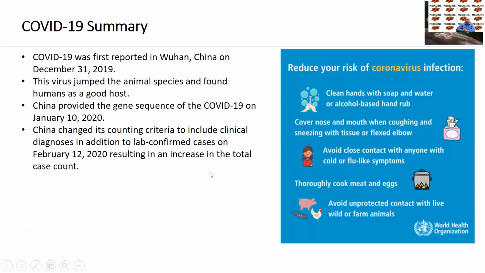Just a brief summary. Remember, this was first reported in China on December 31st of 2019. It probably jumped the animal species and then went to humans. We got the gene sequence on January 10th from China, and that's when we were able to develop testing from there. Obviously testing was slow, but now it has ramped up dramatically. We don't have any groundbreaking discoveries to treat this at this time.